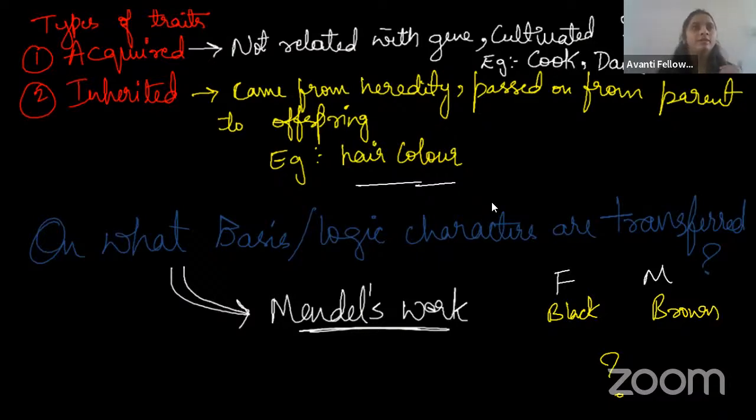Okay. So now you tell me, I was very good at cooking. I was very good at singing. Is that my acquired character or my hereditary, inherited character, guys? Tell me. I was very good at singing.